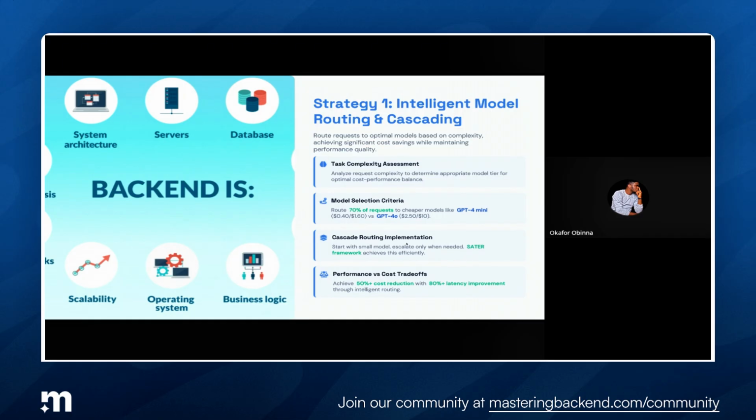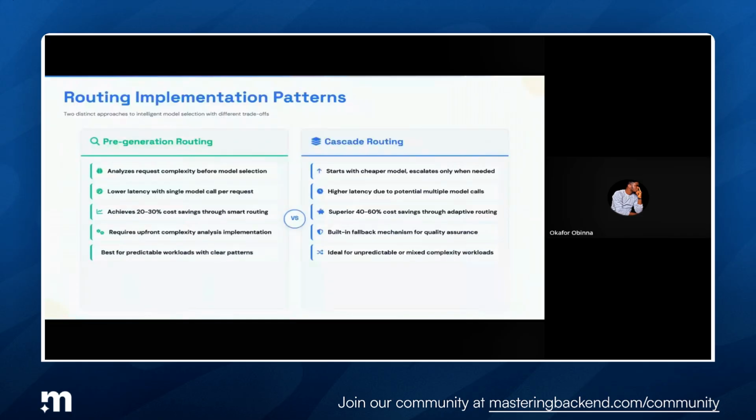So cascade routing implementation: start with a small model, escalate only when needed. The SETA framework achieves this efficiently. Performance versus cost trade-offs: achieve 50% cost reduction with 80% latency improvement through intelligent routing. Now we already talked about this intelligent routing, where a very small AI model is trained for this. It takes your input, and then it can easily tell the model that has the capability to handle it and give you proper responses. Now, routing implementation patterns: two distinct approaches to intelligent model selection with different trade-offs.